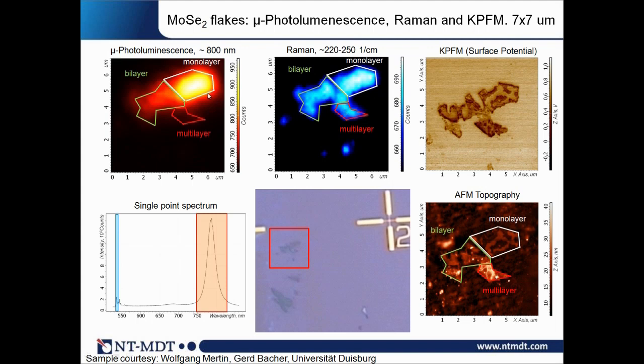And finally, the micro photoluminescence map is very sensitive to the number of layers, because a monolayer of molybdenum selenide is a direct band gap semiconductor, so we can see a strong direct exciton emission. Multilayer and bulk molybdenum selenide has an indirect band gap and virtually no photoluminescence, and the bilayer is somewhere in between. It still has photoluminescence in the near infrared region, but it's much smaller than for the monolayer.